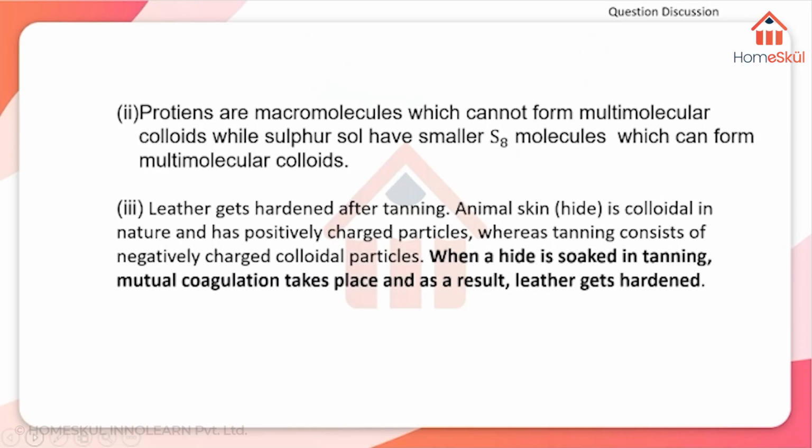Leather is a positively charged colloid. Then tanning consists of negatively charged colloidal particles. So when a hide is soaked in tanning, mutual coagulation takes place and, as a result, leather gets hardened. Hide is the same as animal skin. Okay. Clear.